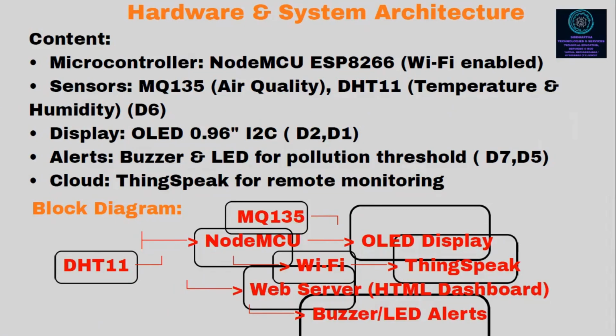Microcontroller NodeMCU; sensor MQ135 for air quality; DHT11 for temperature and humidity, which is connected to D6. Please remember, MQ135 is connected to A0, that is analog 0. The humidity sensor is on D6. The display is connected to D1 and D2, that is the SCL and SDA pins. The buzzer and LEDs are connected to D7 and D5. Right? And for the cloud, we have used ThingSpeak for remote monitoring.